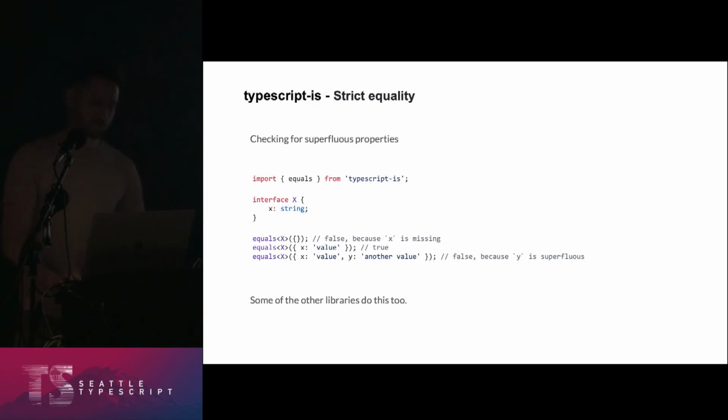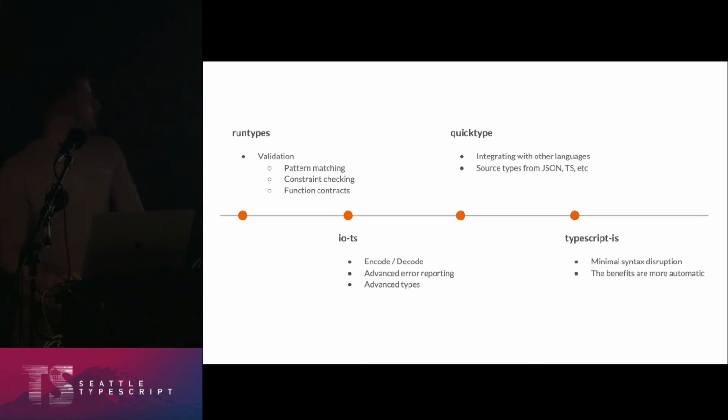Like one of the other libraries, it checks for superfluous properties. So here, an equals function. I guess you could do that with Lodash or whatnot, but here it's going to check that the type is exactly the interface, not with extra properties. Because even at compile time, TypeScript won't usually complain if you have extra properties. So that's an overview of that library as well.